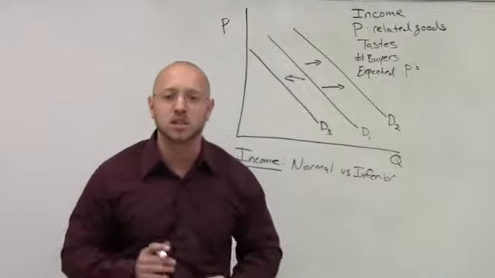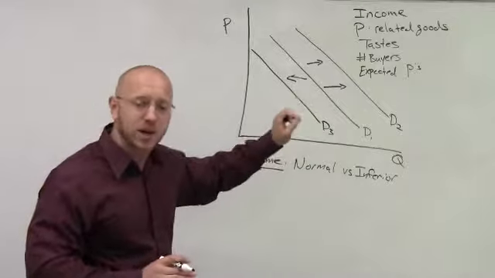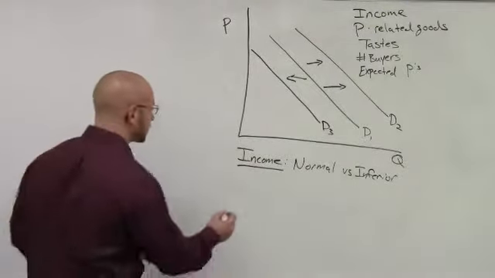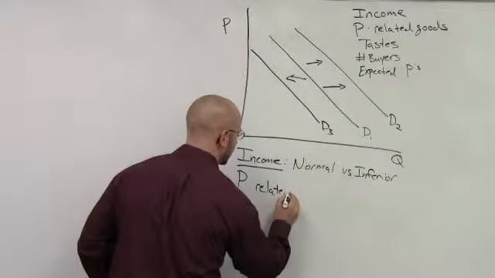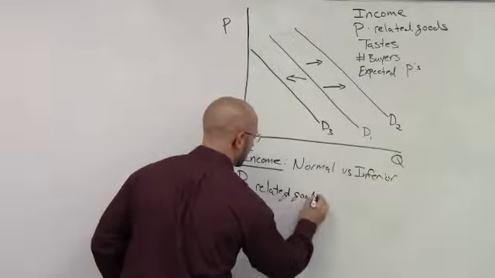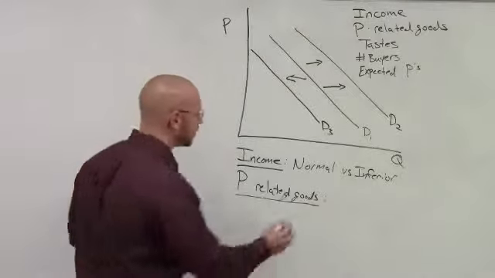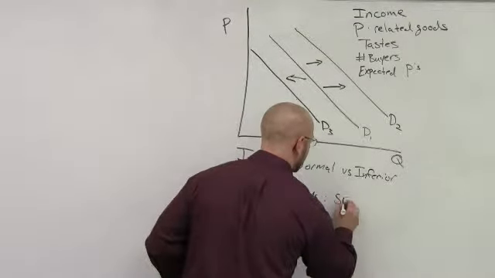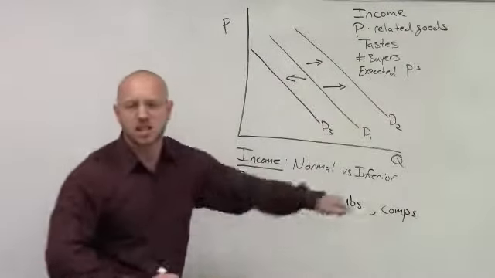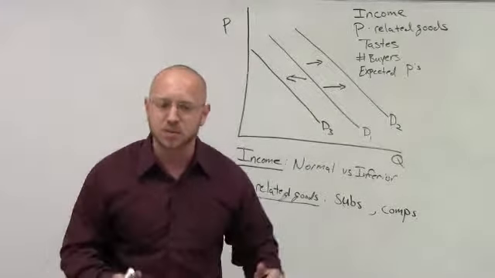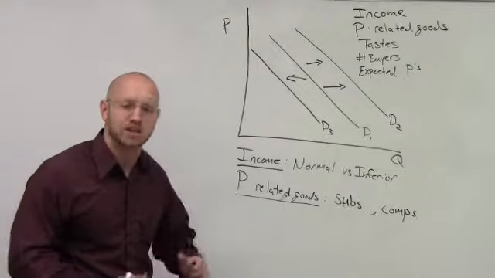Second one, price of related goods. This is also going to have two different goods determined by how price of related good changes demand. Okay, we're going to define substitutes and complements. Let's just say subs and comps. I don't want to be sitting up here writing all day. Substitutes and complements, okay? And we're going to define those by how price-related goods affect each other.